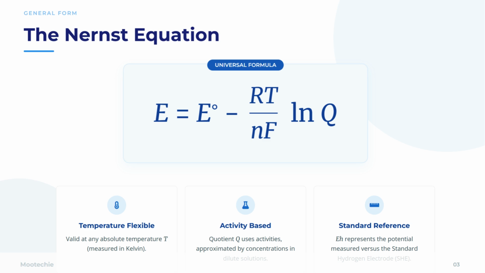It has several key features. It's temperature flexible, meaning it's valid at any absolute temperature T, which must be measured in Kelvin. It's activity-based. The quotient Q formally uses activities, but for our purposes in dilute solutions, we can approximate them with concentrations. And it provides a standard reference, where the potential EH is always measured versus the standard hydrogen electrode, or SHE. As we continue, let's understand the components.